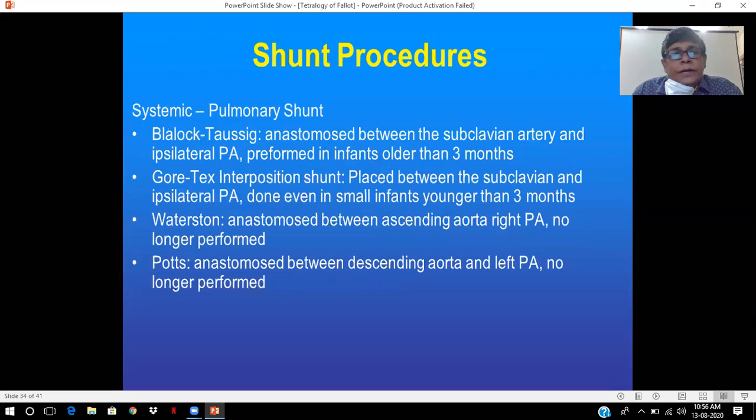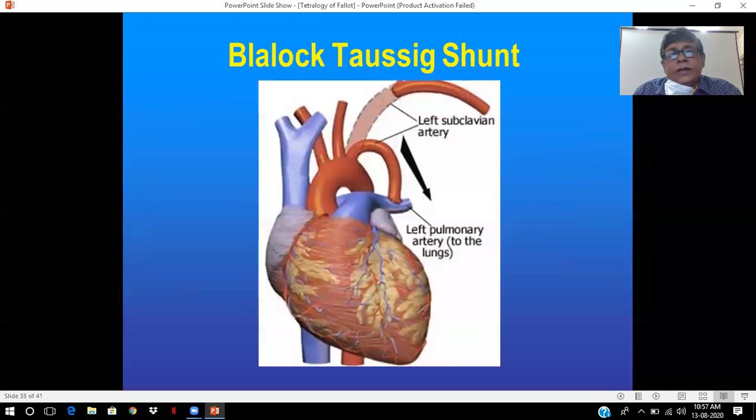The most common shunt that is done is the Blalock-Taussig shunt, which is an anastomosis between the subclavian artery and the ipsilateral pulmonary artery, performed in infants older than 3 months of age. Other operations are Waterston's operation, Gore-Tex interposition, and Potts operation, which are not very popular nowadays. Next. So here you see the subclavian artery is joined with the same-sided left pulmonary artery, which increases the pulmonary circulation.